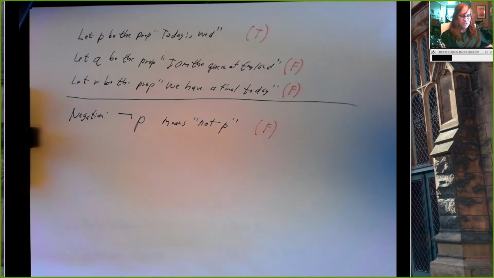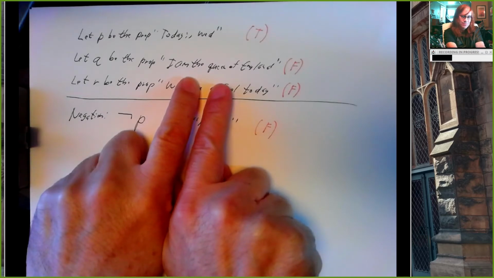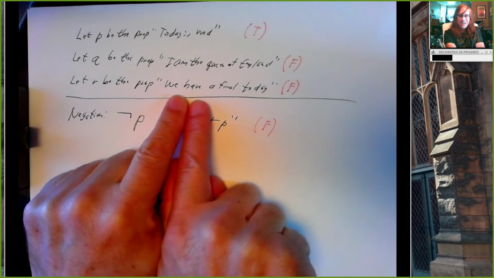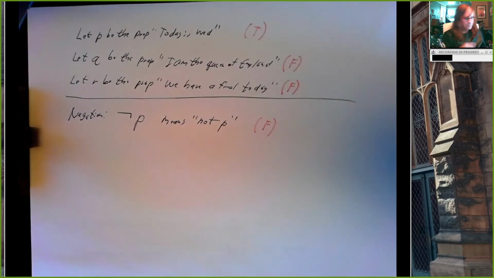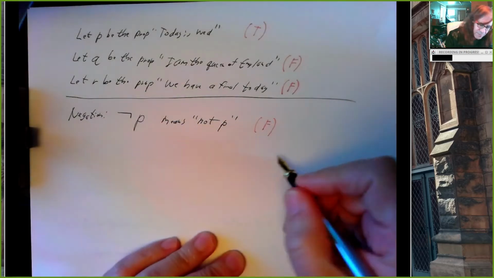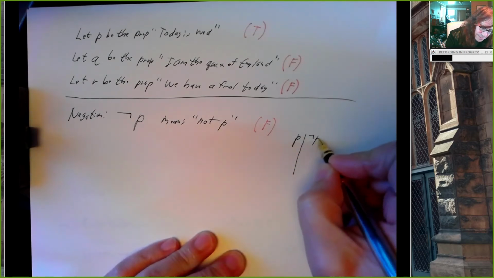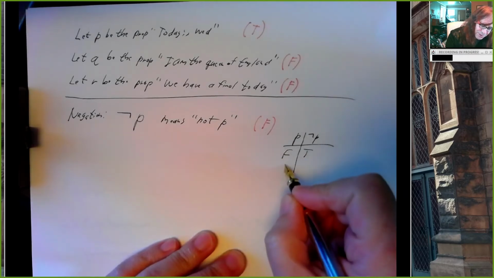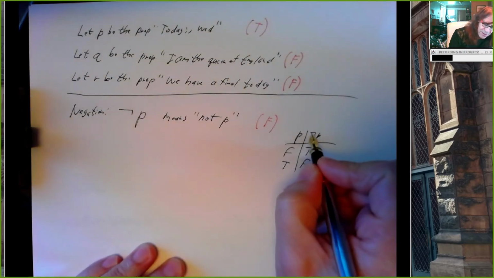If I make a proposition not Q which says I am not the Queen of England, that's true. So not Q is true, Q is false. We do not have a final exam today, that's also true. That's the negation of this proposition which was false. So we could make a little picture here and say, if P is false, not P will be true. If P is true, not P will be false. So we can draw something like a truth table.